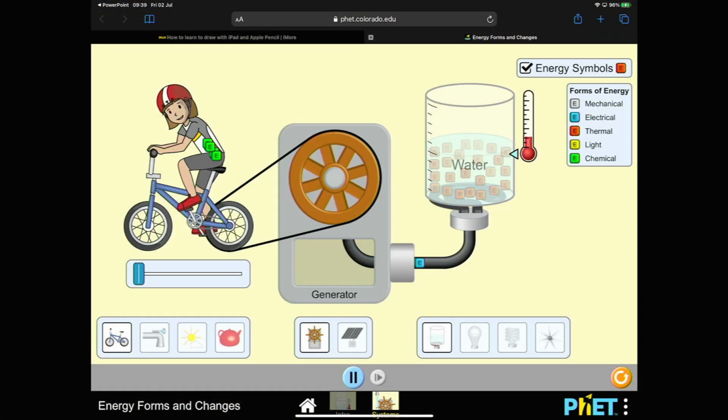Right, let us look at the transfer of energy and specifically mechanical energy. We've got this bicycle rider, and you can see the blue bicycle there with the driver having specifically green chemical energy. On the right hand side, you'll see your legend, and that's the types of energy that we'll be looking at in this little clip.